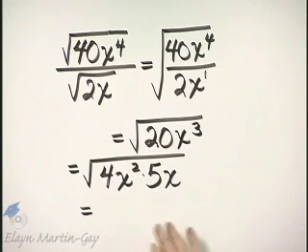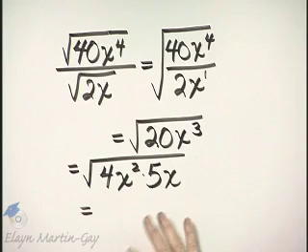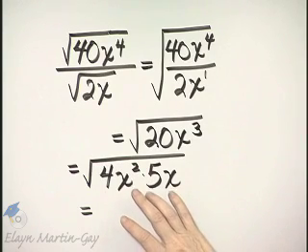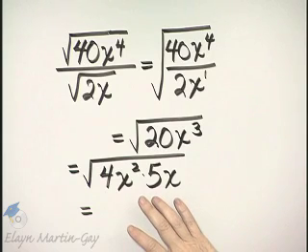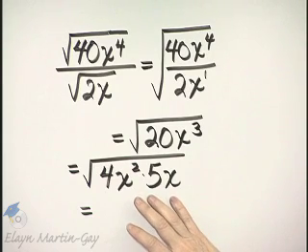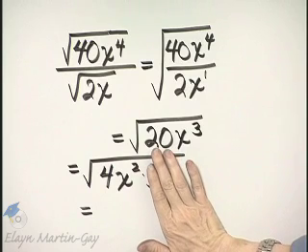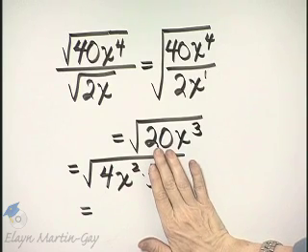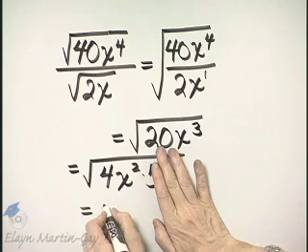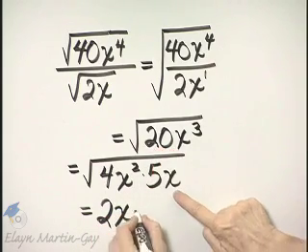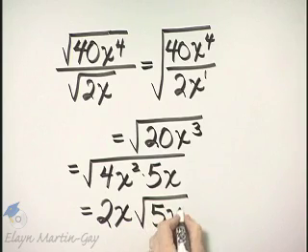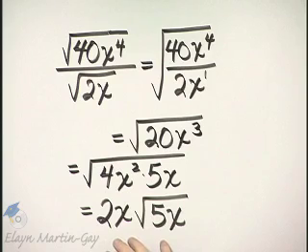Let's go ahead and write down our answer then. You can take an extra step and use the product rule and write this as the square root of 4x squared times the square root of 5x, because that's really what's going on here. But what is the square root of 4x squared? Square root of 4 is 2, and the square root of x squared is x, and then I have the square root of 5x that stays under the radical. So this completely simplified is 2x square root of 5x.